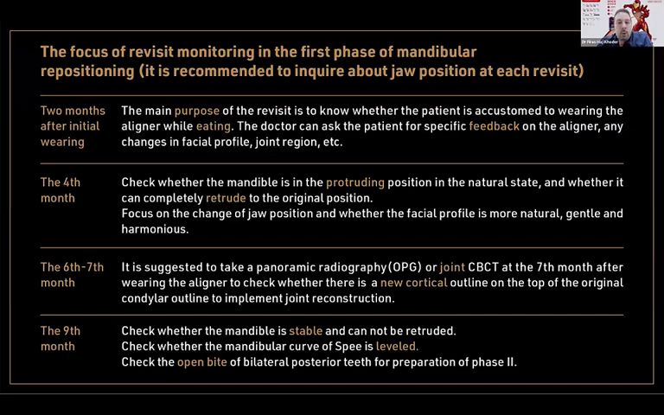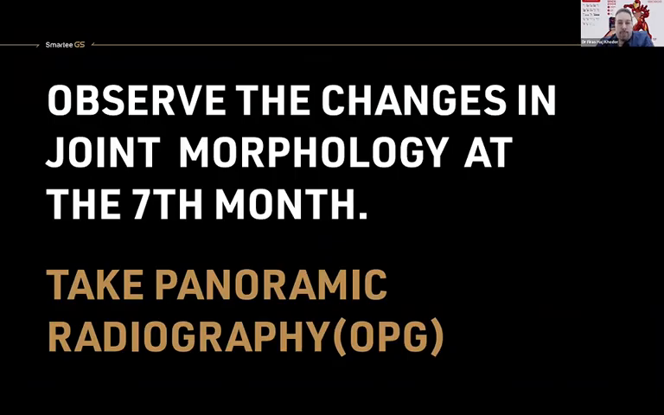In the ninth month, we check if the mandibular position is stable. How are we going to check it? We ask the patient to go to the new position, and we try to push the mandible backward to see if it's already stable. And we check that the mandibular curve of Spee is already leveled. We also check the posterior open bite bilaterally to see if the patient is ready to move to phase 2. So, to observe the changes in the joint morphology, in the seventh month, we take an OPG or a CBCT.